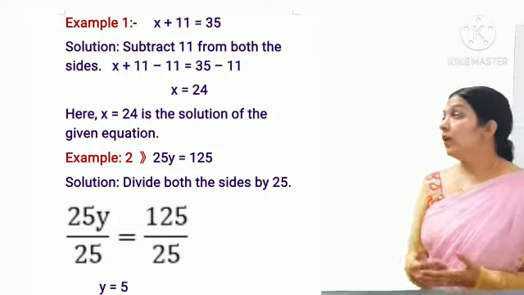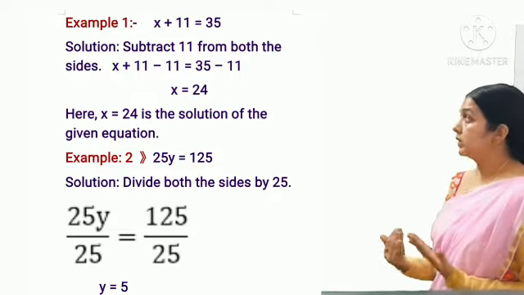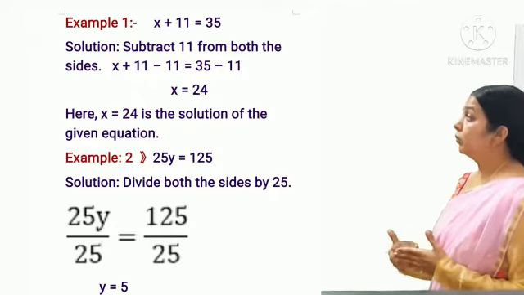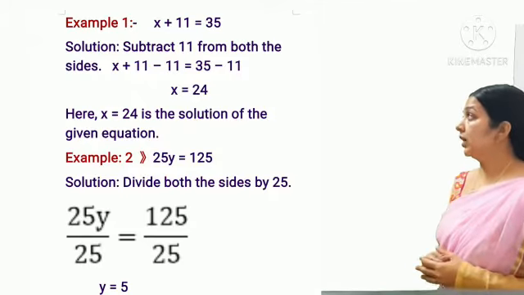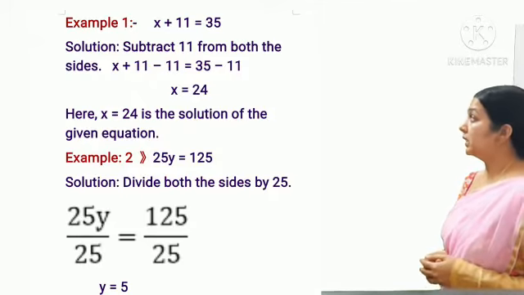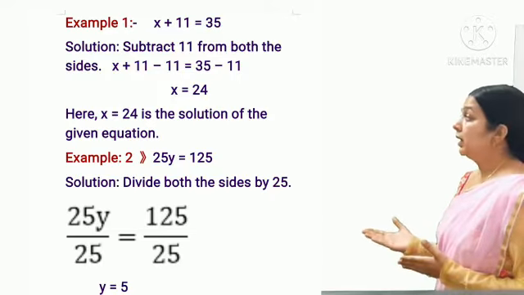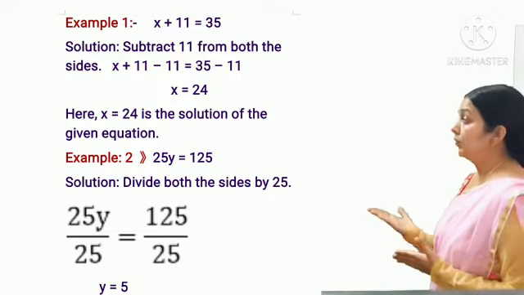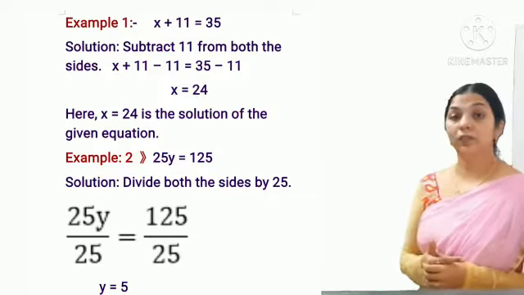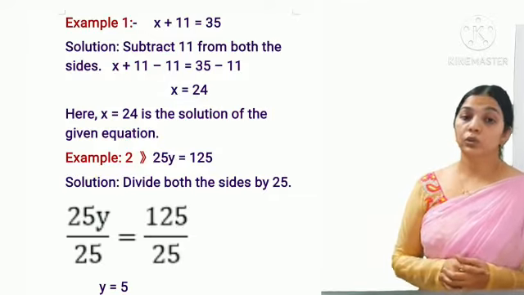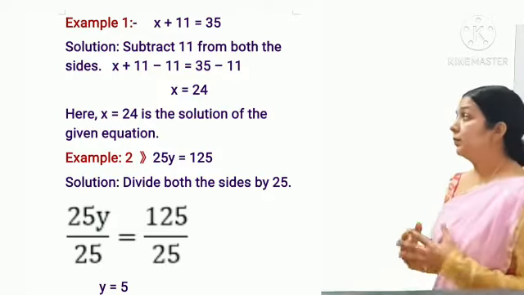Now, if we subtract 11 from both sides, what do we write? So x plus 11 minus 11 is equal to 35 minus 11. Here you can see the answer is x is equal to 24. Hence x is equal to 24 is the value which satisfies the above equation. So x is equal to 24 is the solution of this particular example.